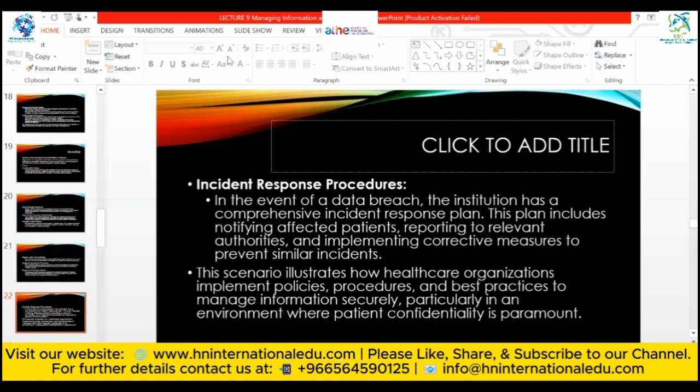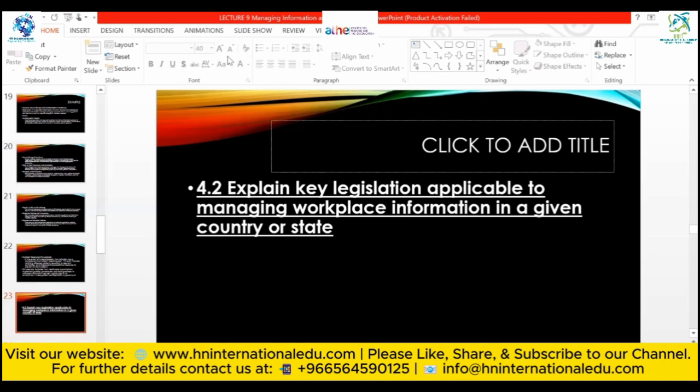They can tell the relevant authority, the legislations, and the government. This scenario illustrates how healthcare organizations implement policies, procedures, and best practice to manage information securely, particularly in an environment where patient confidentiality is paramount. That is the key aspect. Now discussing 4.2, explain key legislation applicable to managing workplace information in a given country or state.